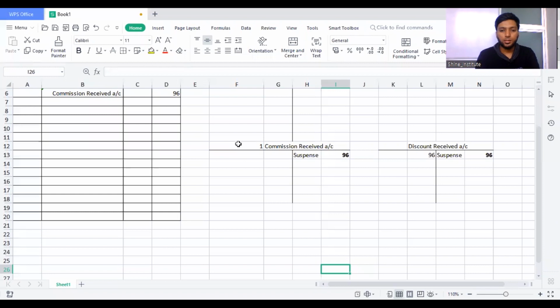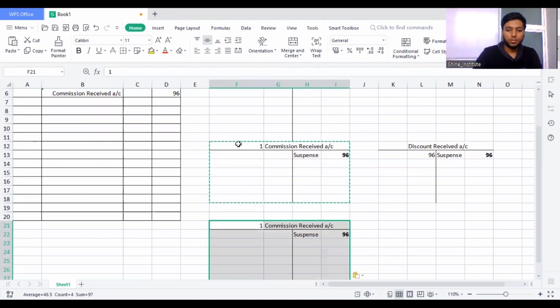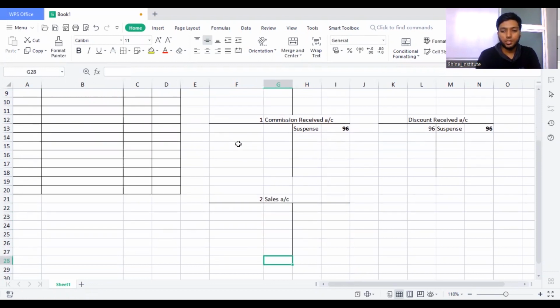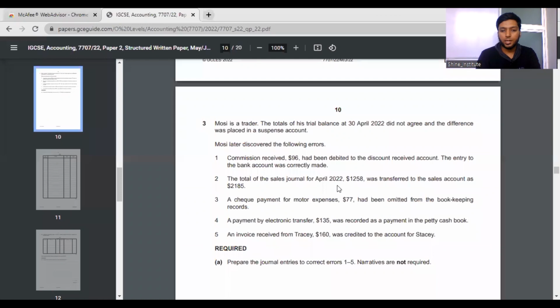So here I'll write the second transaction which I'm going to do now. Sales. So the sales account they have recorded under 2,185, but it should be 1,258. So let me check how much it should be and how much they have recorded. 2,185, it should be 1,258.